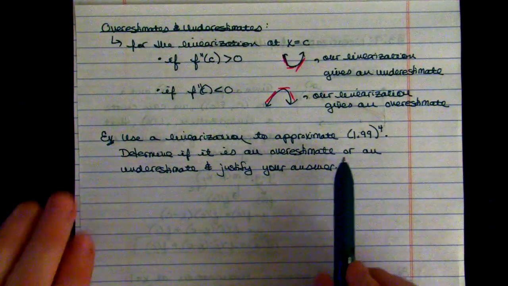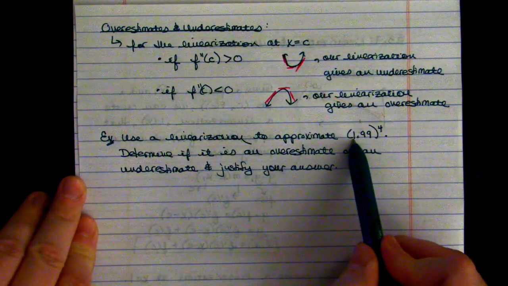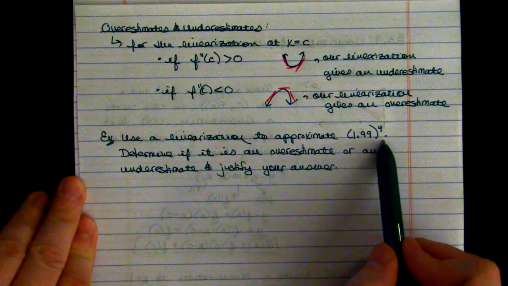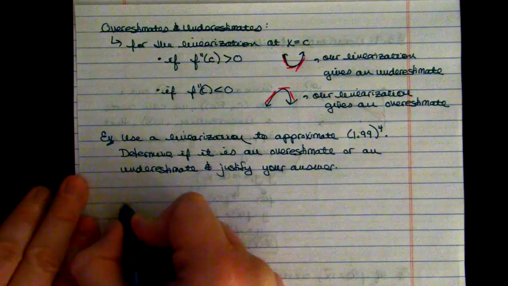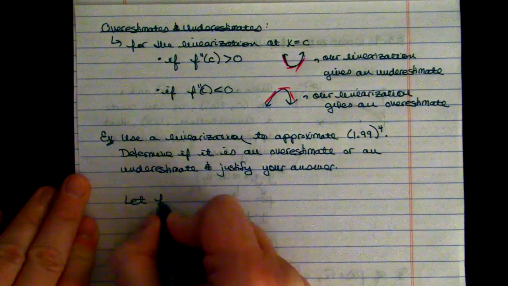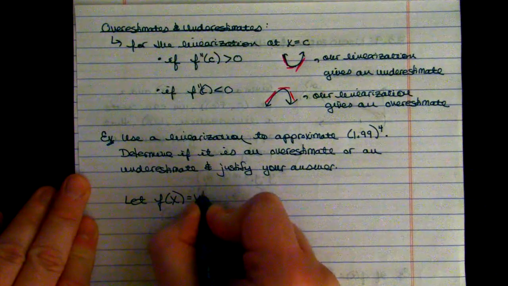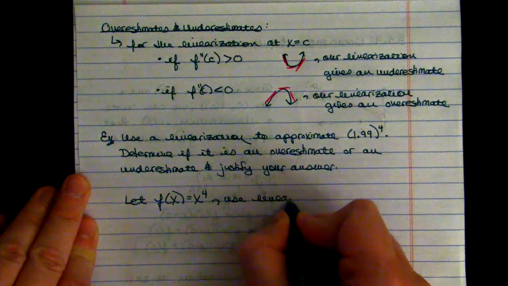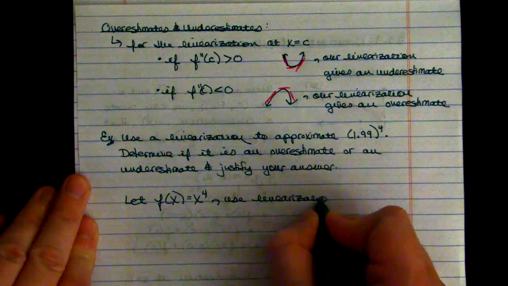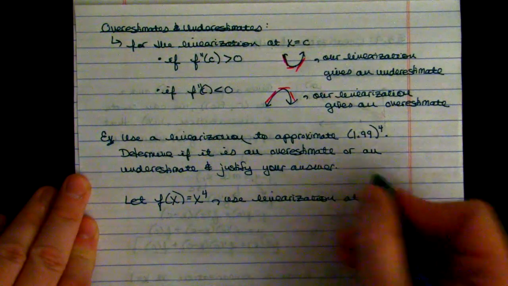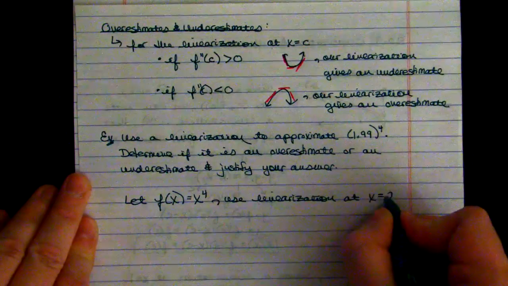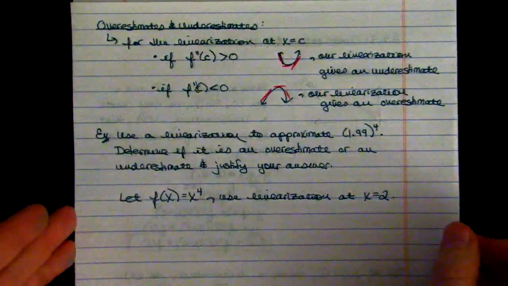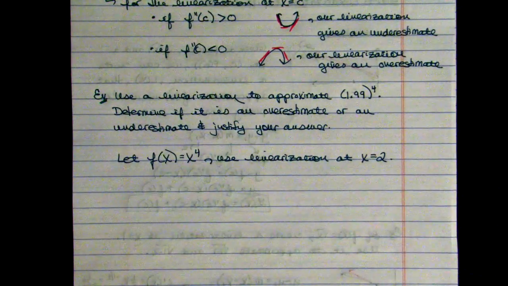So first of all, to approximate this, it's like I'm looking at my function x to the fourth, and I'll find a linearization to that. We're going to say let f of x equals x to the fourth, and we're going to use a linearization at, well, 1.99 is really close to x equals 2. I'm going to do my linearization at x equals 2. How about you take a moment, create your tangent line, and then stop.